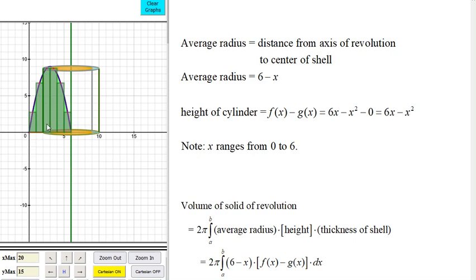And so this is the middle of the shell right here. The distance from the y-axis to the middle of the shell is x. The distance from here to here is 6. But our radius this time is from the axis of revolution to the center of the shell. So from here to here is x, from here to here is 6, and so the radius will be 6 minus x.